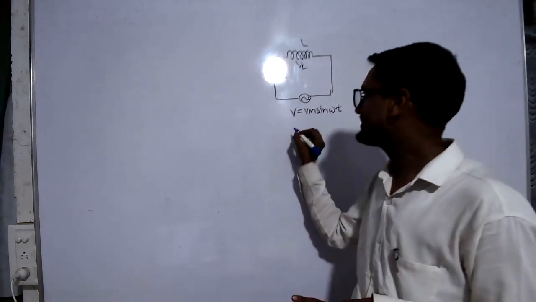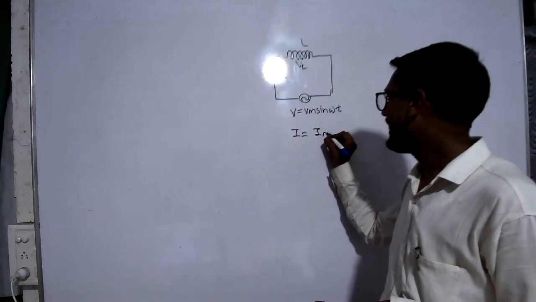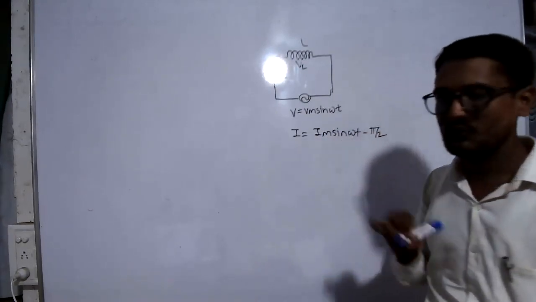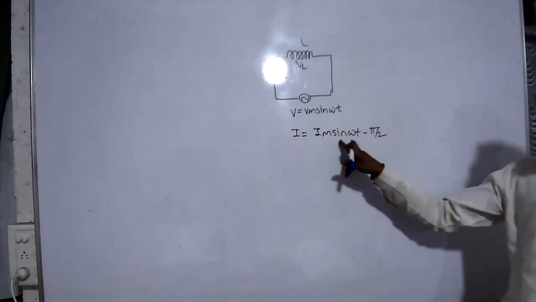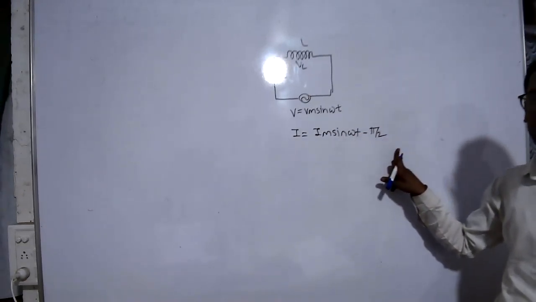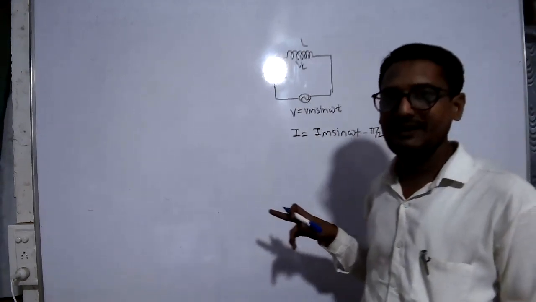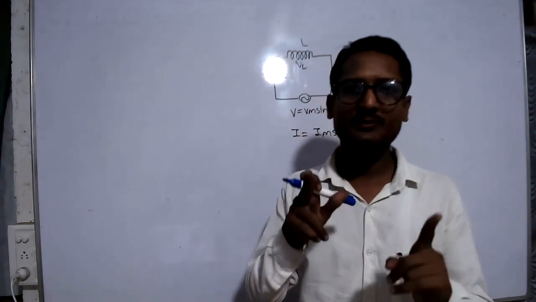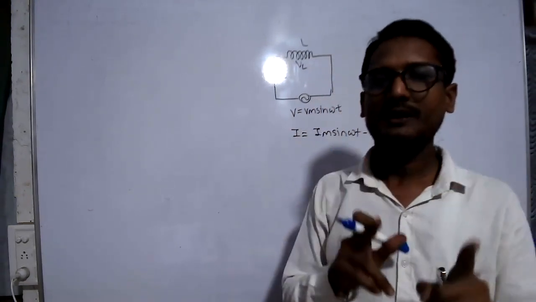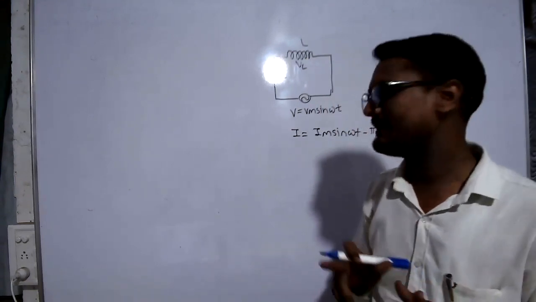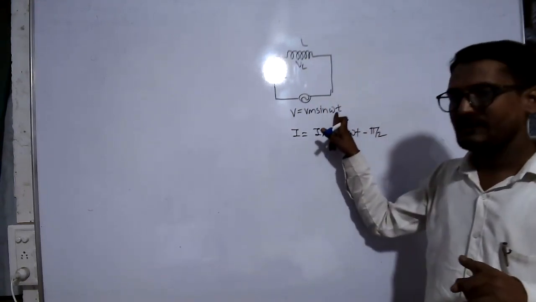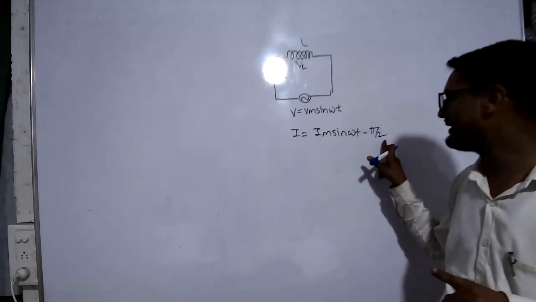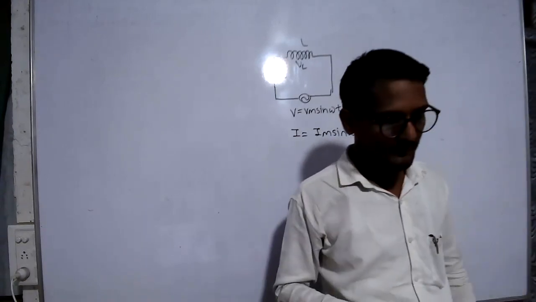Now the current equation is I equals Im sin(omega t minus pi by 2), because in case of a pure inductive circuit, the current lags behind the supply voltage by exactly pi by 2 radian or a 90-degree angle. So the voltage equation is Vm sin omega t, whereas the current equation is Im sin(omega t minus pi by 2).